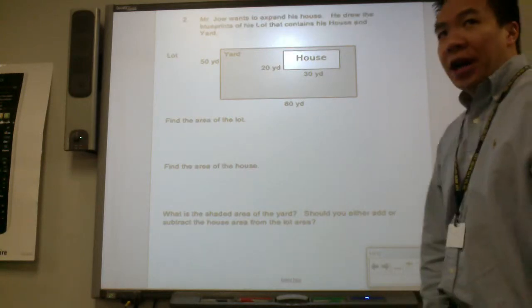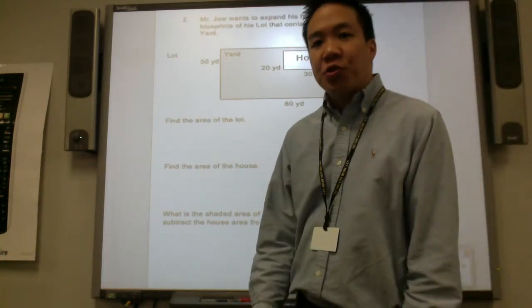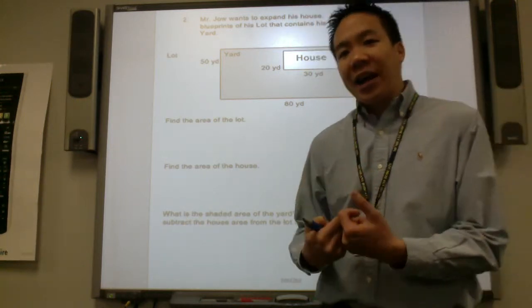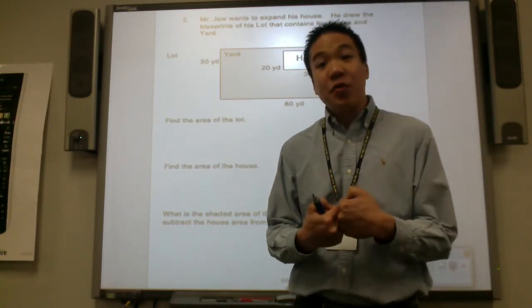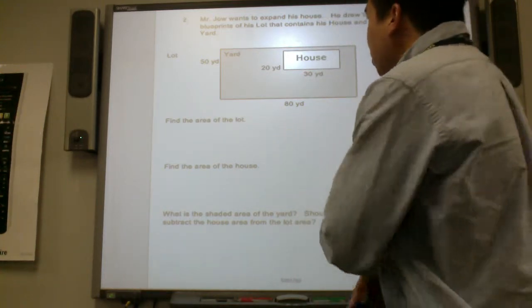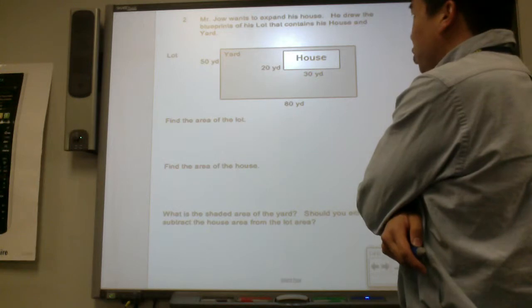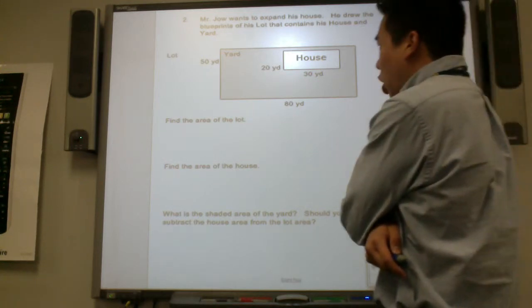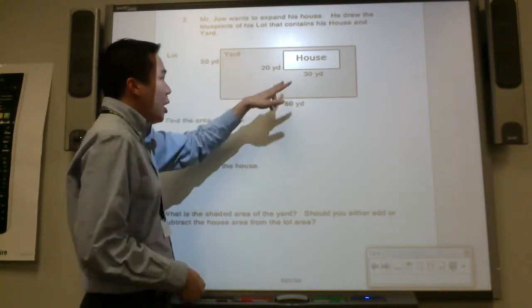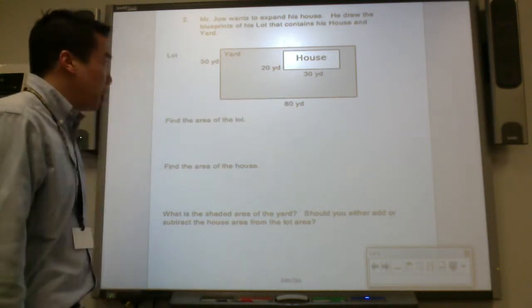So let's get a little harder now. What about interior spaces, shaded regions? So we're taking what we know about area of a rectangle, which is length times width or base times height, and doing a little more with it. Mr. Joe wants to expand his house. He drew the blueprints of his lot that contains his house and yard. So my lot is 50 yards by 80 yards. My house is 20 yards by 30 yards.